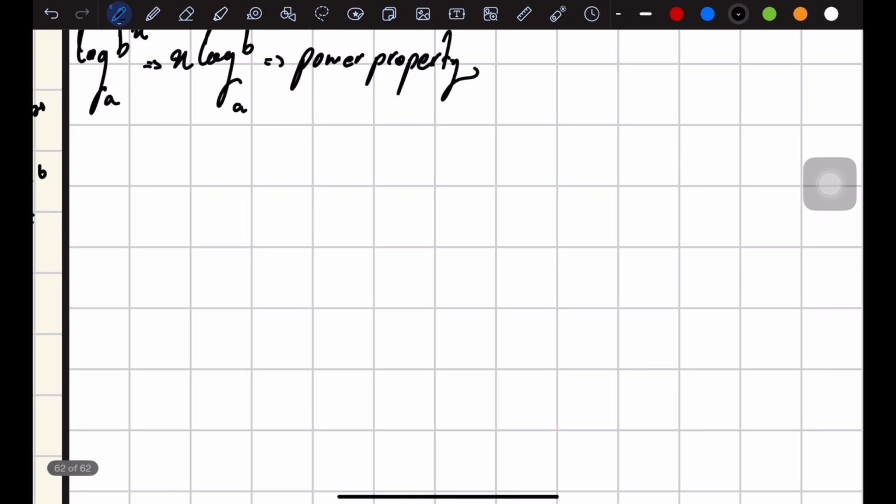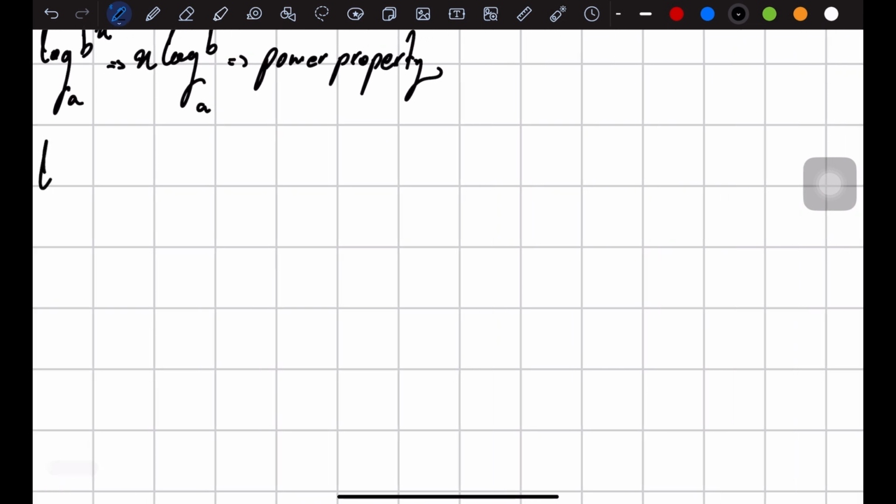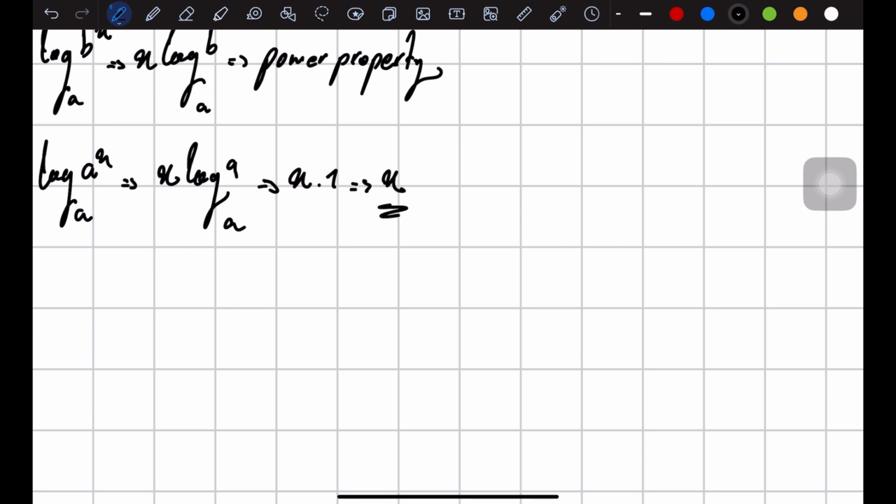Okay, now again here, what if it's log_a and the logarithmic number is a with the power of x? Again, this one will be x log_a a. But here the difference is a and a will cancel each other out, and this one will be x times 1, which is equal to x. And that's pretty much the rules here. I can give you some examples if you want.